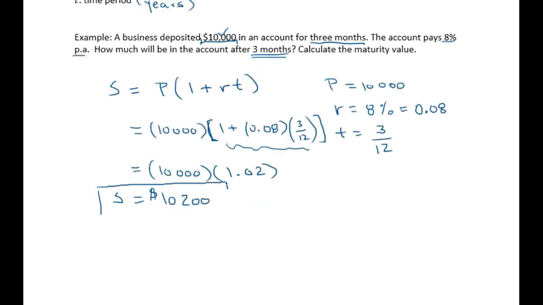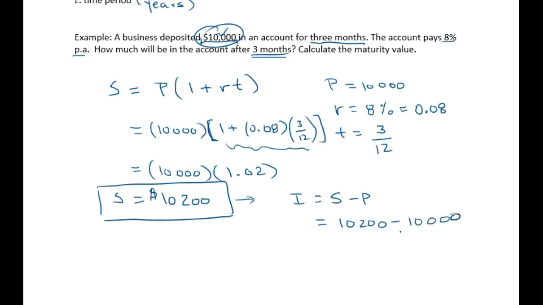So really what's happening there is the business put in $10,000. Over 3 months it calculated some interest, so we're really seeing an interest of $200, right? You can think about your interest as your maturity value minus your original principal. If we do that, you can see that our interest coming out is going to be $200. So again, thinking about where the numbers are coming from and how they can mix together is an important piece.